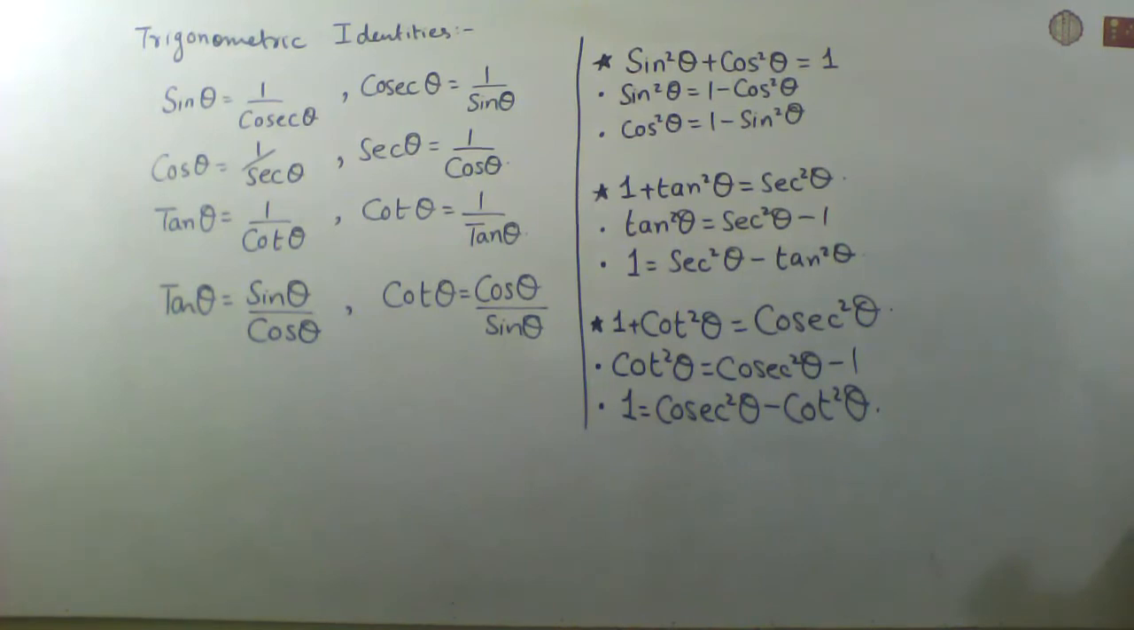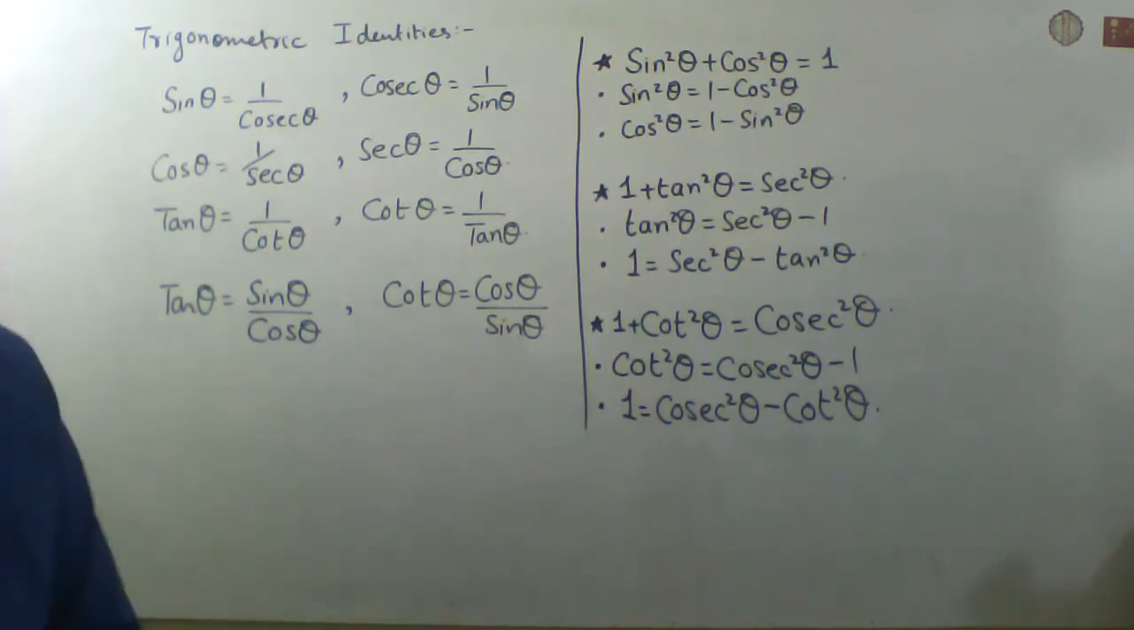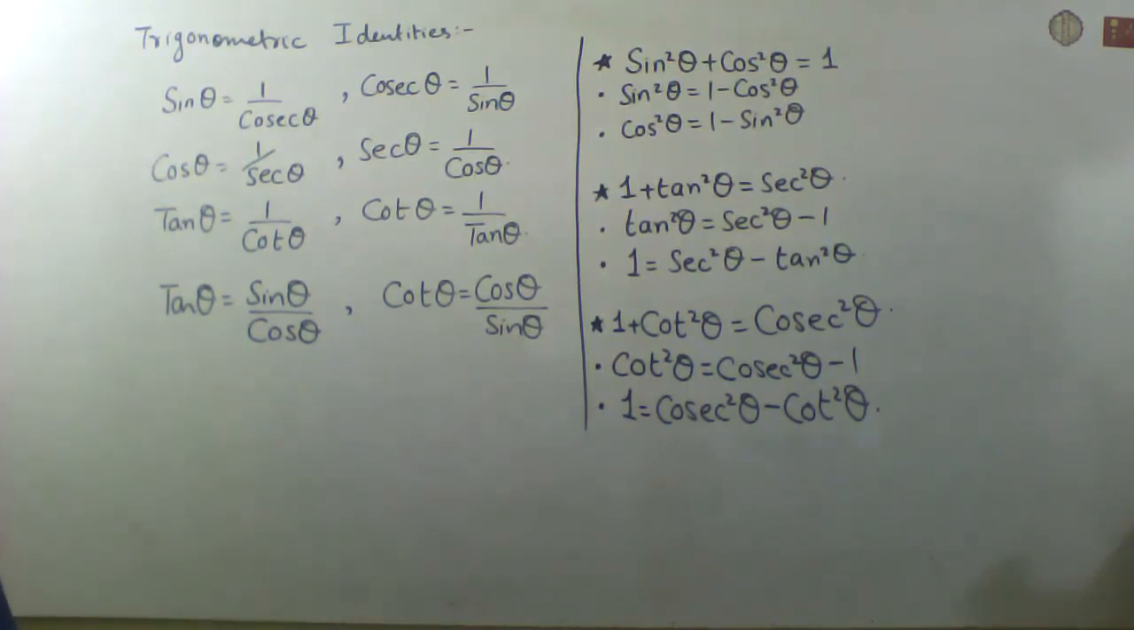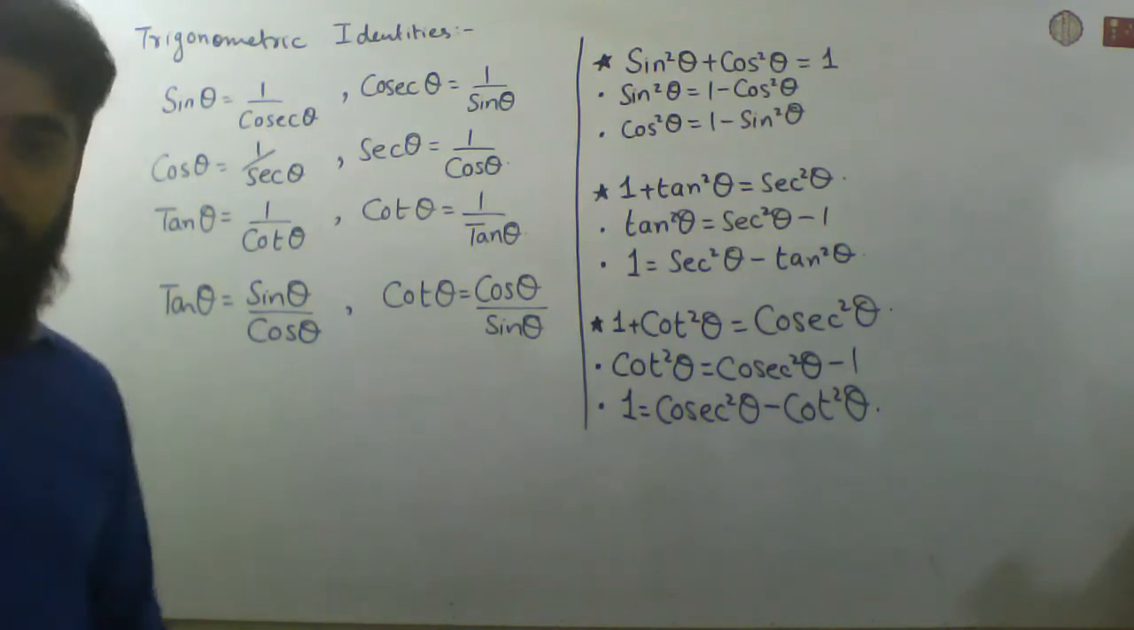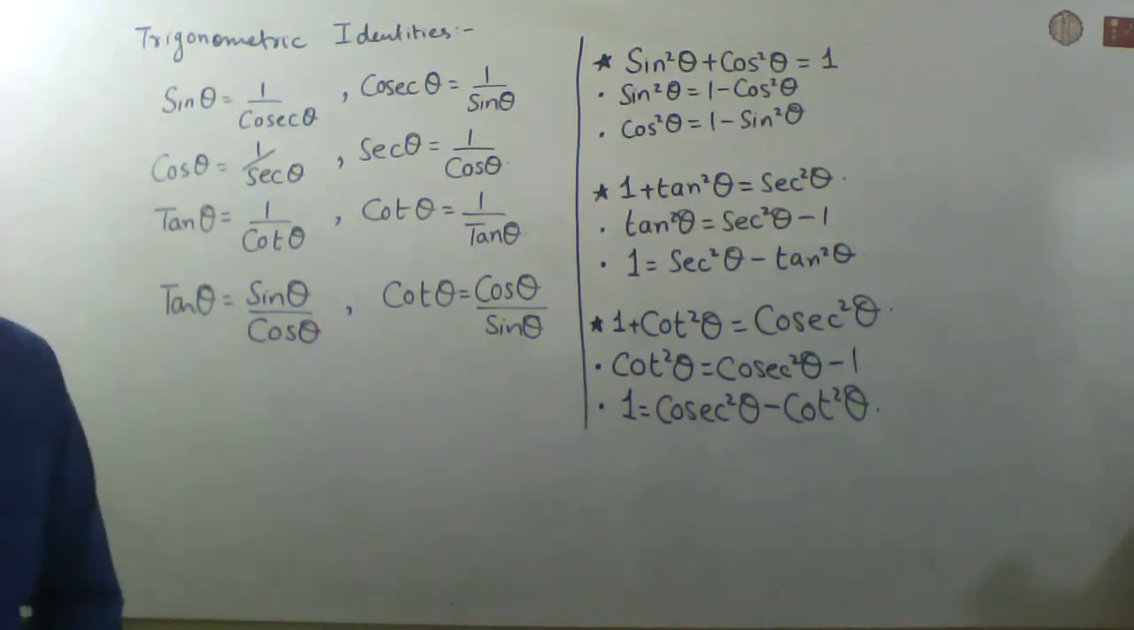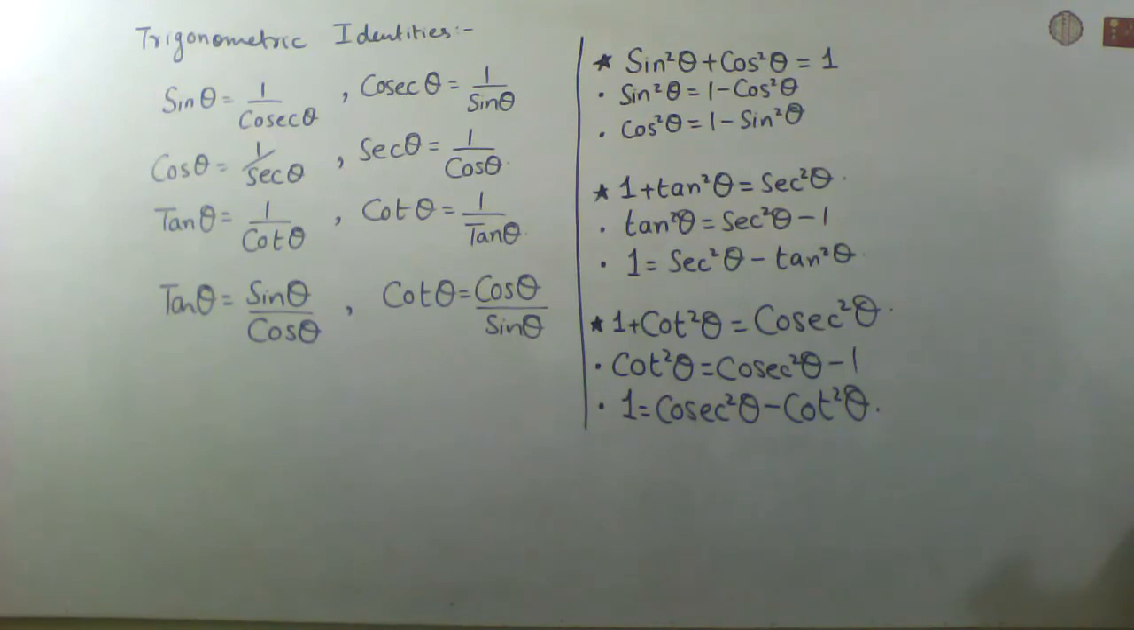So these are the identities, these are the formulas which we are going to use in solving trigonometric identities. You can take a screenshot of this screen also, so you can have it as a record. Whenever you are solving your question, keep this in front of you, so it will be easier to solve these types of questions.